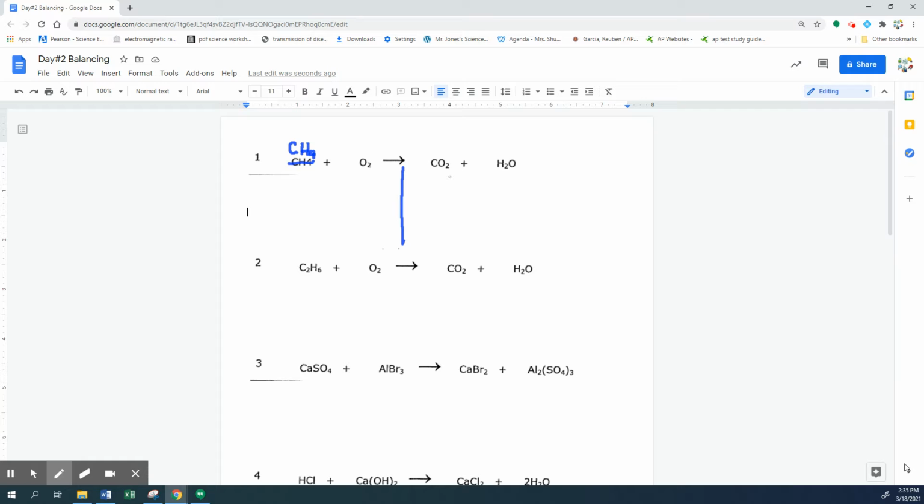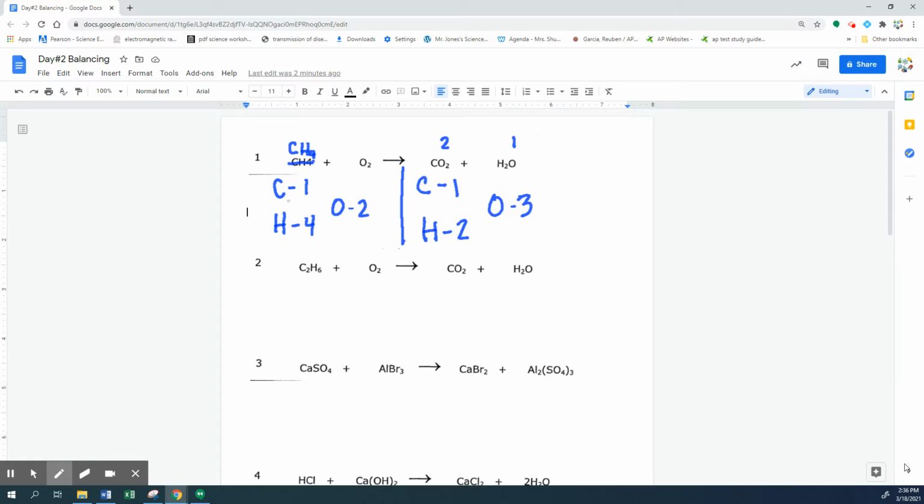Start by drawing my line between my products and reactants. For reactants, elements, I have carbon, hydrogen, and oxygen. 1 carbon, 4 hydrogens, 2 oxygens. My product side, I have the same elements in the same order. I have 1 carbon, 2 hydrogens, and 3 oxygens. Remember, to find oxygens, we need to add them from both the carbon dioxide and the water.